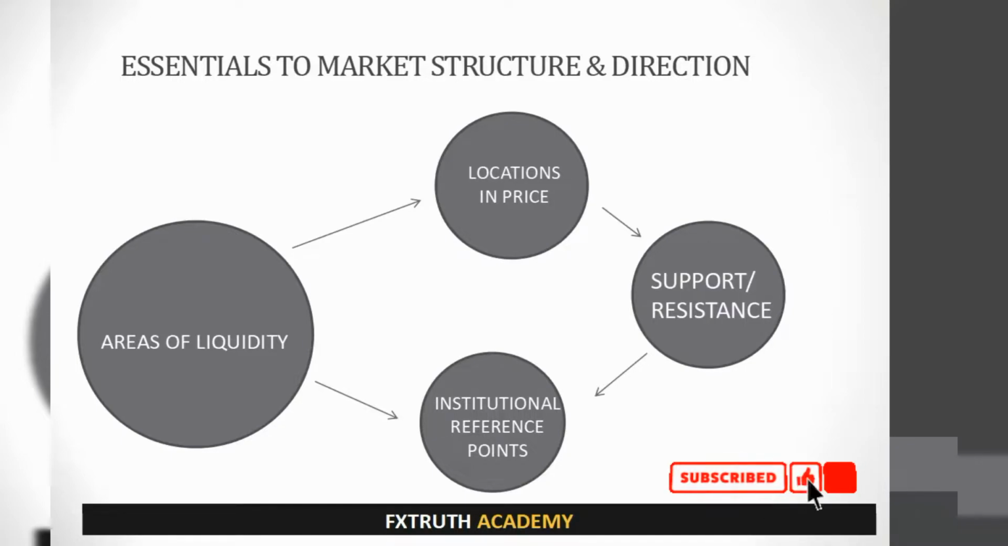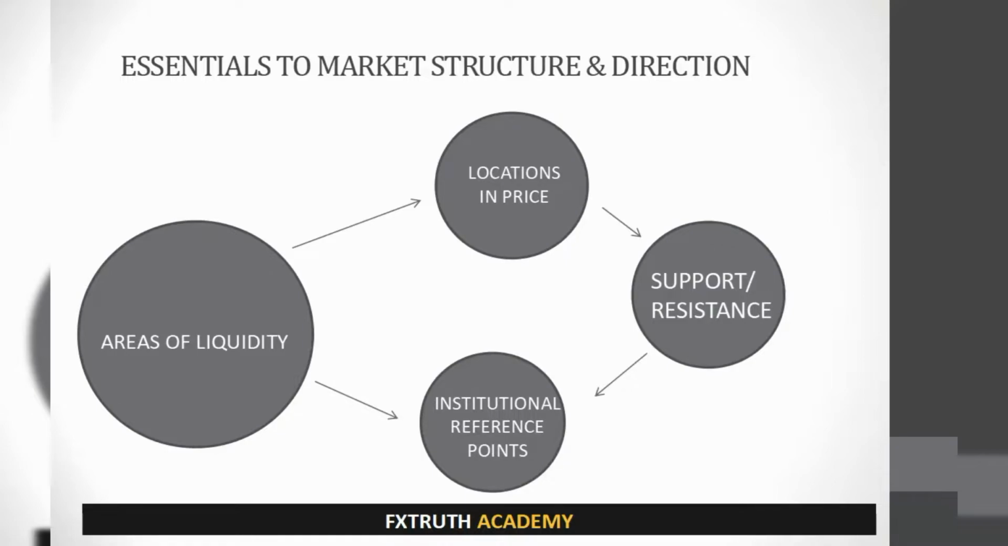When we talk about areas of liquidity, we're talking about locations in price which act as support and resistance for us smart money traders and institutional minded traders. We are not looking at support and resistance as horizontal lines or trend lines. We are looking at support and resistance in terms of areas of liquidity.